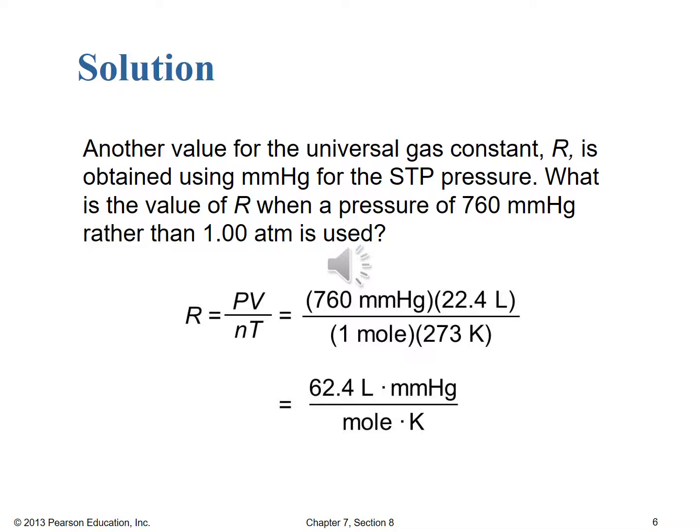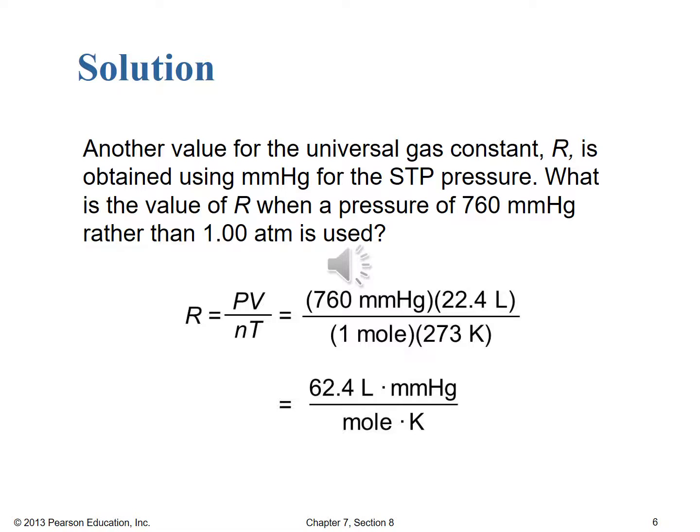Okay, so of course, if you're going to solve for R, you need PV divided by nT. And so here for P, instead of the 1.00 atmospheres, we're going to put 760 millimeters of mercury. Volume is still 22.4 liters for 1 mole at 273 Kelvin and standard pressure, this time expressed in millimeters of mercury instead of atmospheres, and therefore we get a value that is 62.4 liters times millimeters of mercury divided by moles times Kelvin.